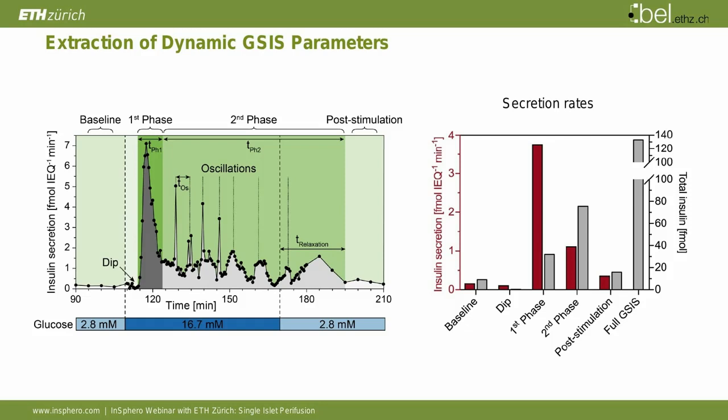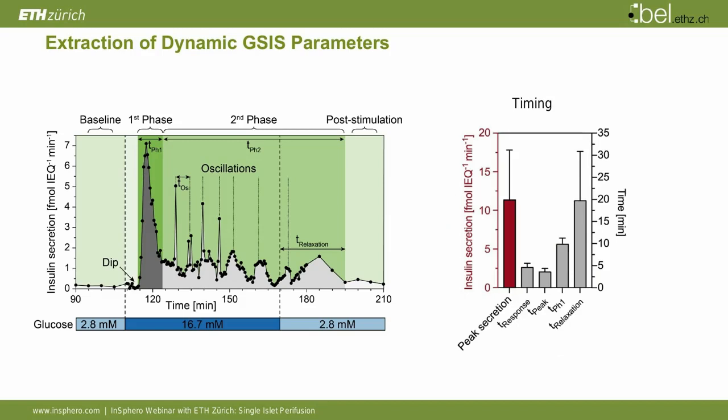But we can also have a look at the timings. And what we observed is that some of the timing parameters highly depend on the donor, whereas others are highly preserved across different donors. So for example, the peak secretion highly varies on the donor, whereas the T response, the time to reach the peak, or the duration of the first phase is highly preserved across different donors. Also, the T relaxation time, for example, again, depends more on the donor of the islets.